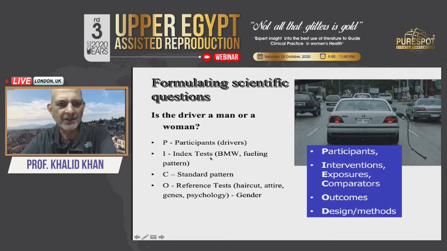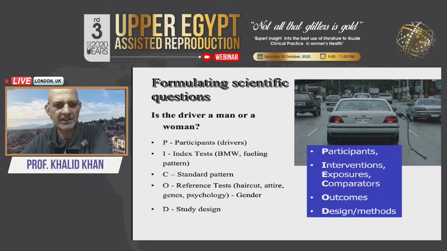The index test is the way they put petrol in the car. The comparison is the other cars, which have a standard pattern of driving after filling petrol. And then how do you check the gender of the driver? It can be done in many different ways. You can take a blood sample to check the chromosomes.